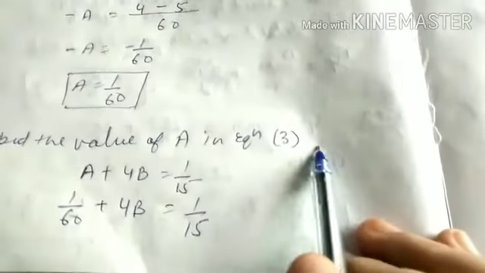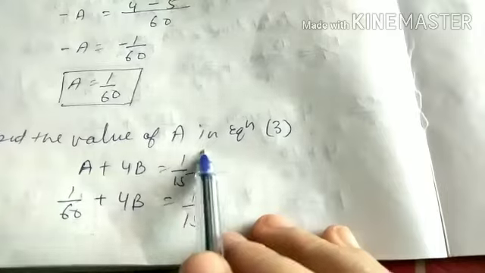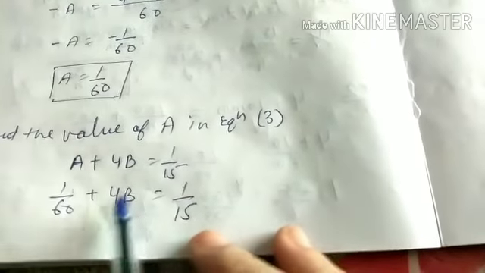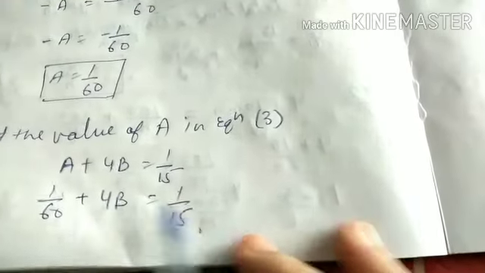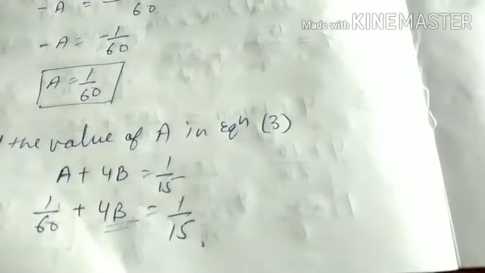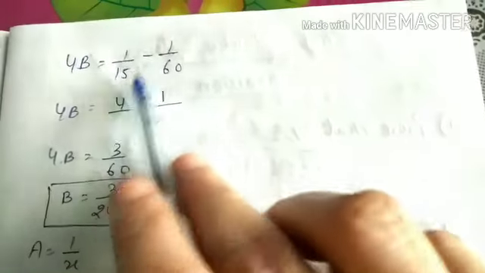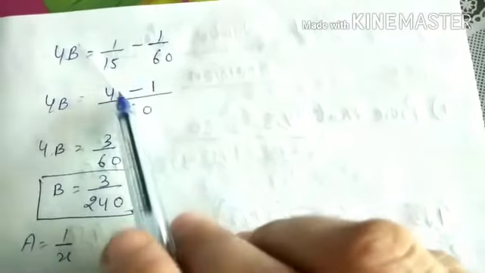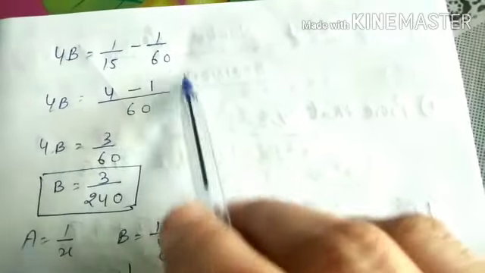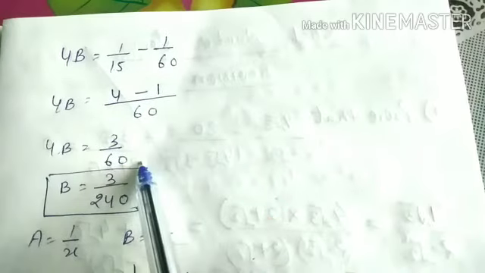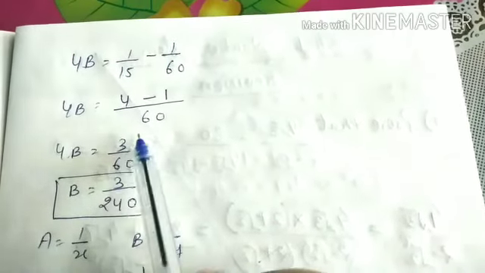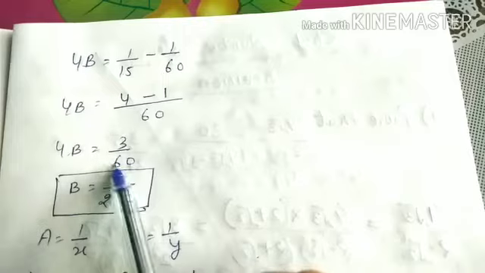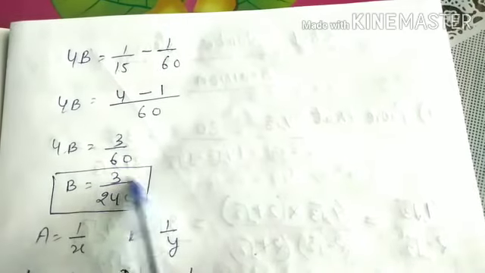Put the value of a in equation 3: a plus 4b is equal to 1 upon 15. So 1 upon 60 plus 4b is equal to 1 upon 15. 4b is equal to 1 upon 15 minus 1 upon 60. 60 is the LCM. 15 times 4 is 60, 4 times 1 is 4. 60 times 1 is 60, 1 times 1 is 1. So 4 minus 1 is 3 upon 60, or 4b is equal to 3 upon 60. 4 will go to the denominator, so b is equal to 3 upon 240.